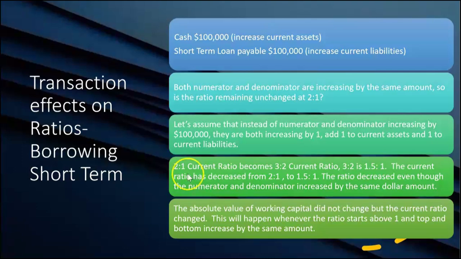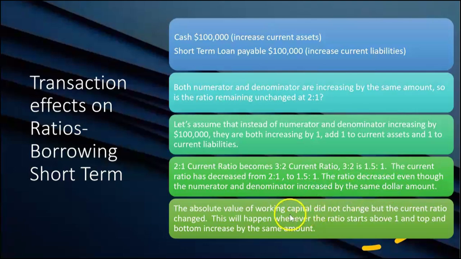If we add 1 to both sides, the current ratio goes from 2 to 1 to 3 to 2 because we added 1 to top and bottom. And when we do that, 2 to 1 becomes 3 to 2. So our current ratio, look where it is now, it's 3 to 2, which is the same as 1.5 to 1, which means the current ratio as a result of this transaction has decreased from 2 to 1 to 1.5 to 1.